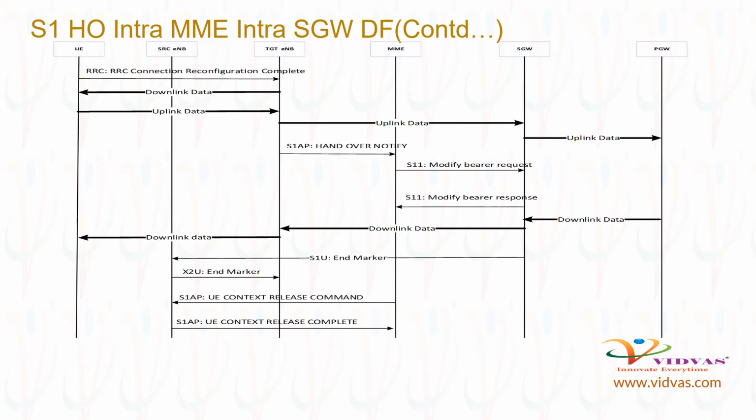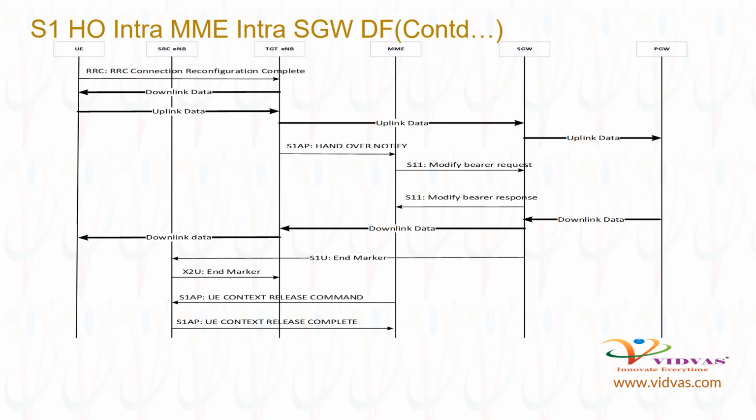Target ENB sends S1 AP handover notified to MME. MME sends S11 modify bearer request to SGW, with target ENB FTE ID for downlink path. SGW sends S11 modify bearer response to MME. Beyond this point, any downlink data received at SGW from PGW will be sent to target ENB. SGW sends S1 UN marker to source ENB.